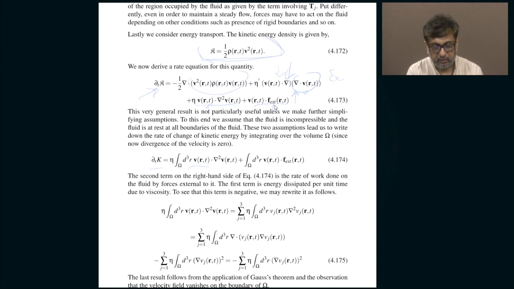So, on the boundary there is no fluid, so this velocity is 0. This omega completely encloses the fluid, in which case this term is fully 0, because it is the volume integral of the divergence, which is the surface integral of some normal component where it is 0 there.